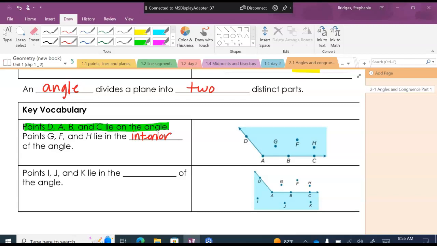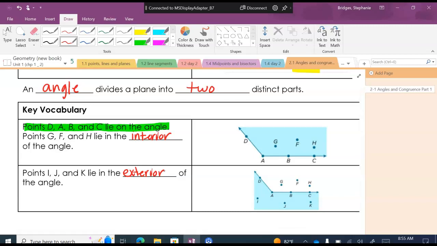So if we're looking at that bottom picture, then what do you think about I, J, and K? Where would they be? If they're below it, we would call it, well, kind of... Exterior. There you go. They are on the outside of the angle. Yes, that's what exterior means, outside.